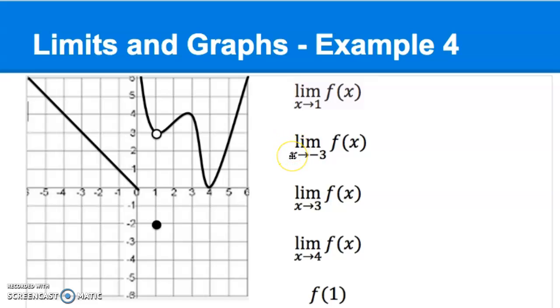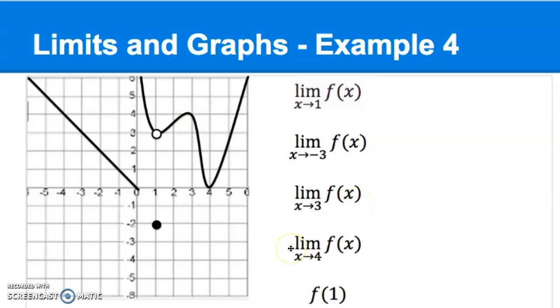The limit as x approaches -3. You want to find -3 on the x. Go up, and it's at +3 on the y. So that is the limit. The limit as x approaches +3. Find +3 on the x. Trace it up. It is y equals 4 on the graph. So the limit is 4.